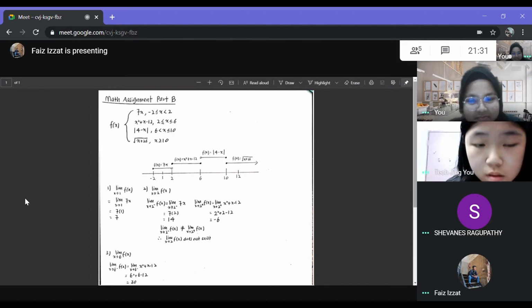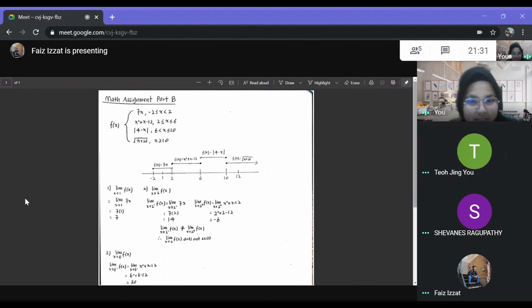The limit of the function as x approaches 2 from the left hand side is not the same as the limit of the function f(x) as x approaches 2 from the right hand side. So the limit of the function f(x) as x approaches 2 does not exist.